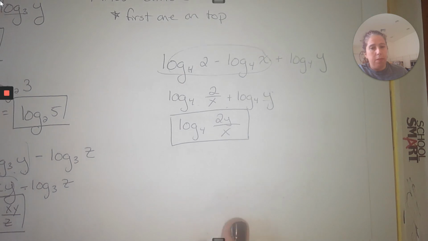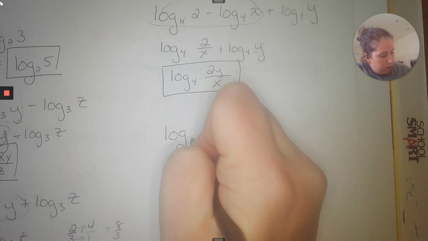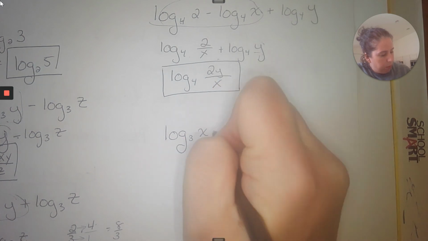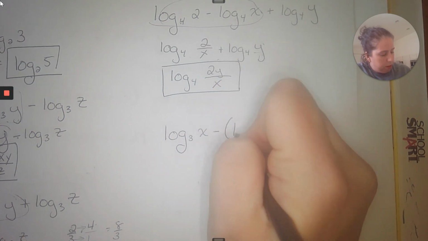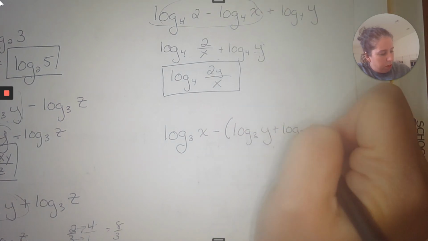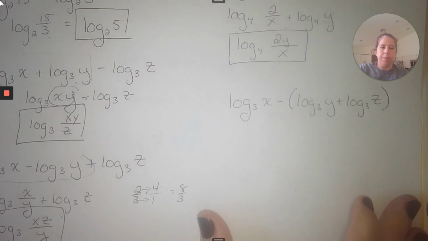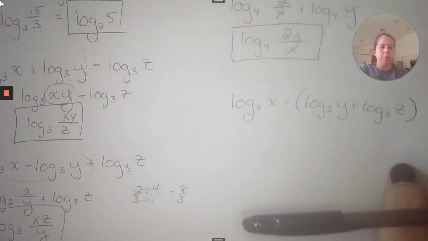Got it? Okay, so now I'm going to change this up slightly. Okay, so log base 3 of x minus parentheses log base 3 of y plus log base 3 of z. Okay, so now I'm going to move this over a little bit. Okay, so this problem right here.